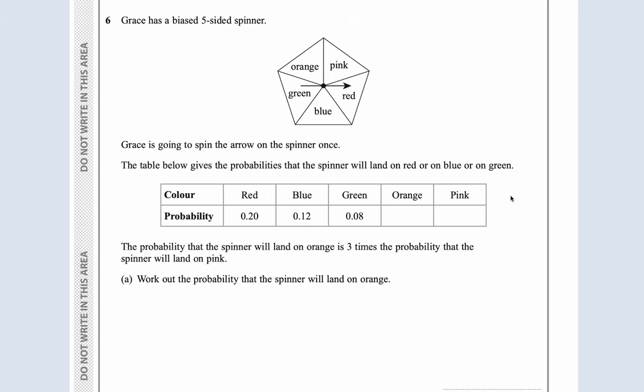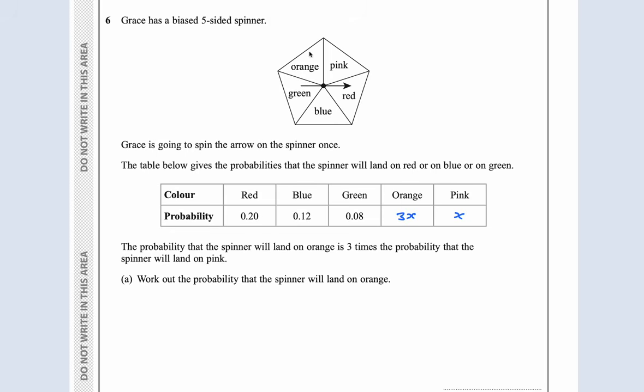Grace has a spinner. She's going to spin it once. The table shows the probabilities, fine. The probability that it will land on orange is 3 times the probability that it will land on pink. Okay, when I see that, guys, the best thing to do is write in here, orange is 3x and pink is x. So we don't know what it is, but at least we know this is 3 times this. And then work out the probability that it lands on orange.